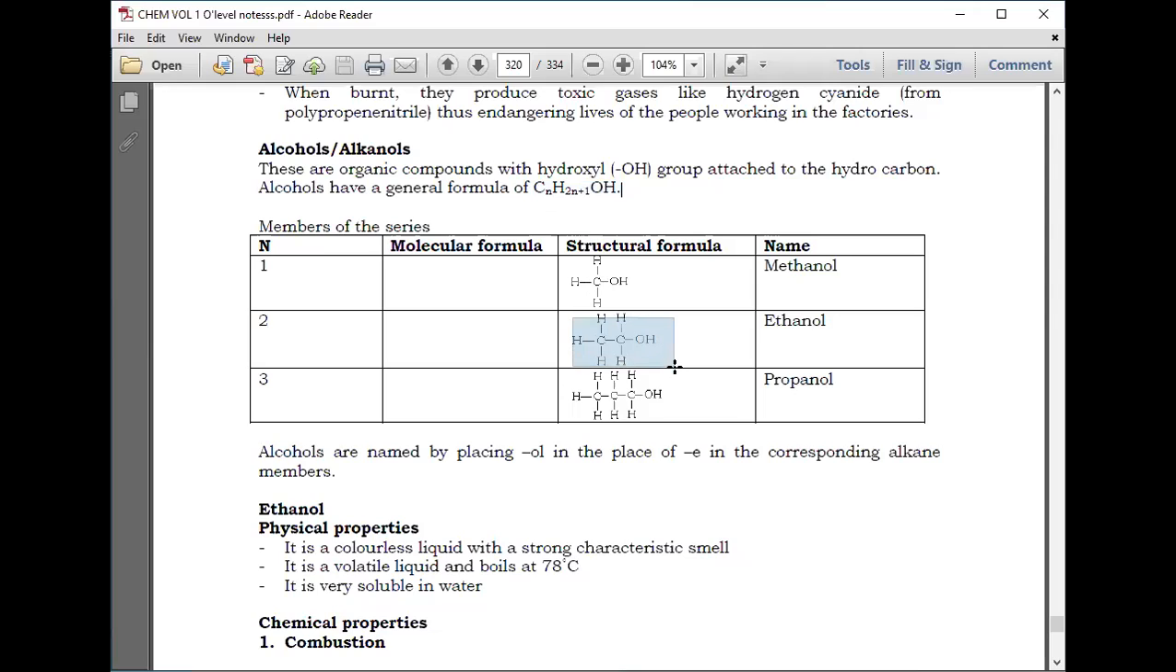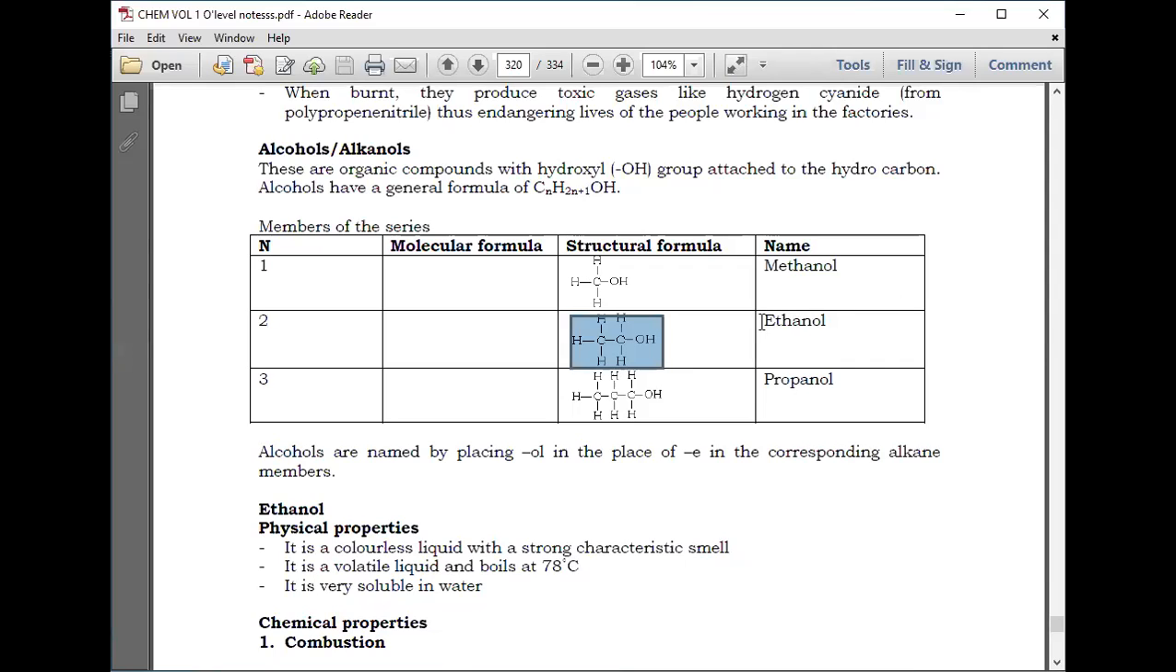You need to know this. This is the structural formula of ethanol, which we used the other time in preparation of ethene. It is C2H5OH. That is the structural formula of ethanol.